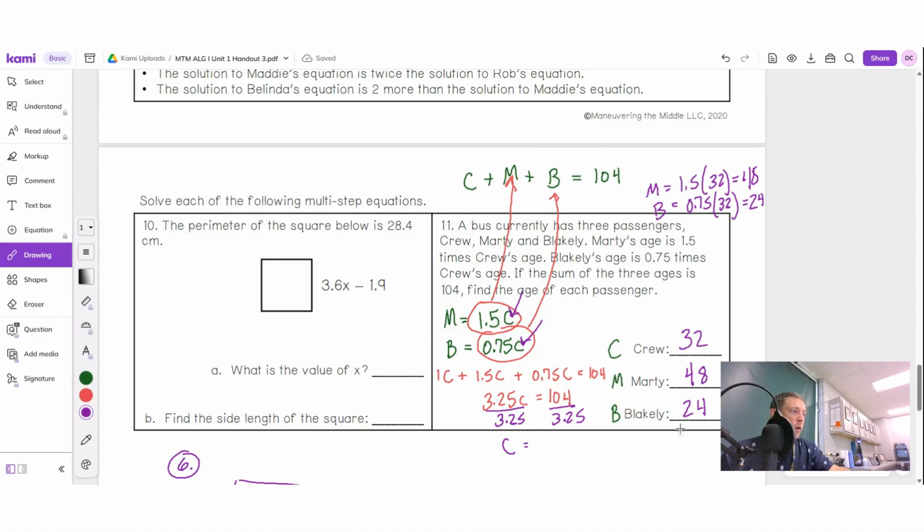And if you add all those together, guess what magical number you get? You get 4. You carry the 1, 7, 8, 9, 10, adds up to a total of 104. So there you go. Hope that was helpful.